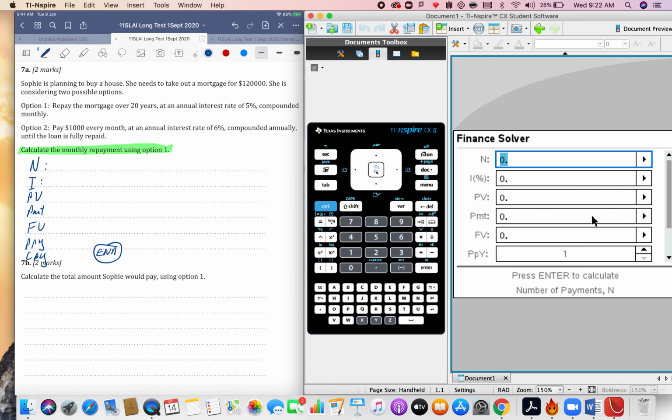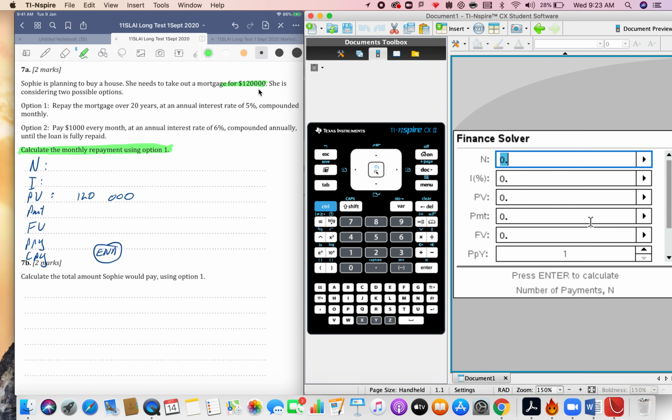Let's unpack the question now and put the right numbers in the right place. As we read it, Sophie's planning to buy a house. She needs to take out a mortgage of 120,000. That's the present value. We need to have 120,000 coming into our hands so we can go and buy the house. When we take out a loan, that's money coming into us, so that's a positive. So that bit's done.